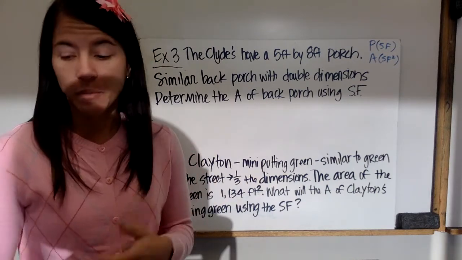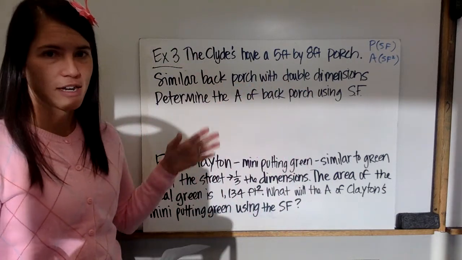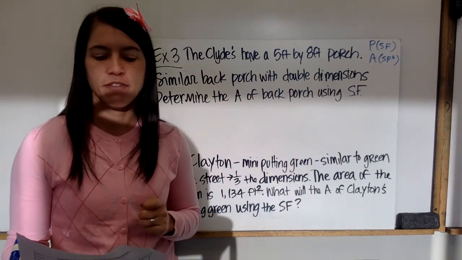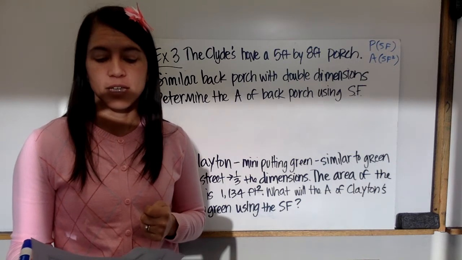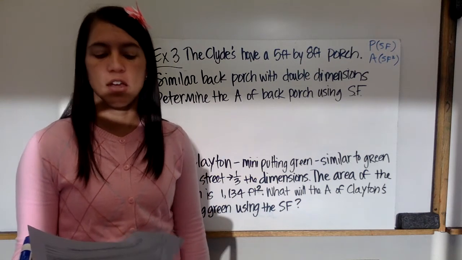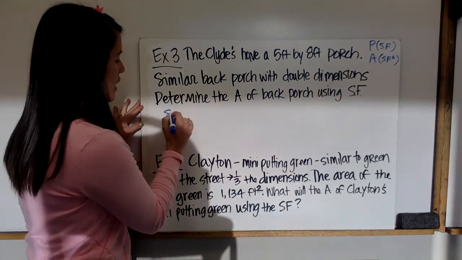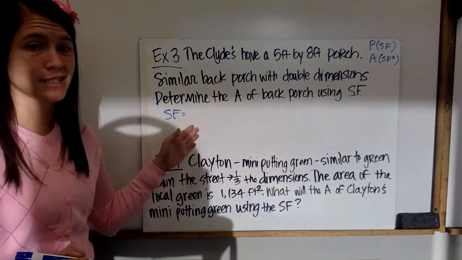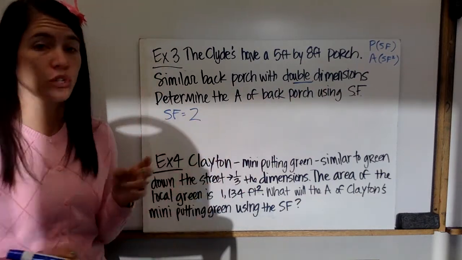So, example 3. I'm going to read it from the paper because I probably abbreviated. The Clydes have a 5-foot by 8-foot porch on the front of their house. They are building a similar porch on the back with double the dimensions. Determine the area of the back porch using scale factors. So first let's identify what our scale factor is. And it says double the dimensions. So our scale factor is 2.